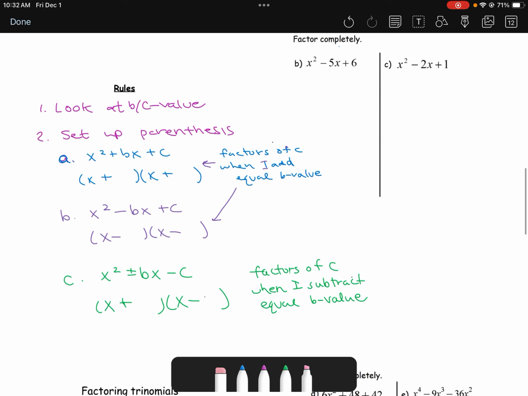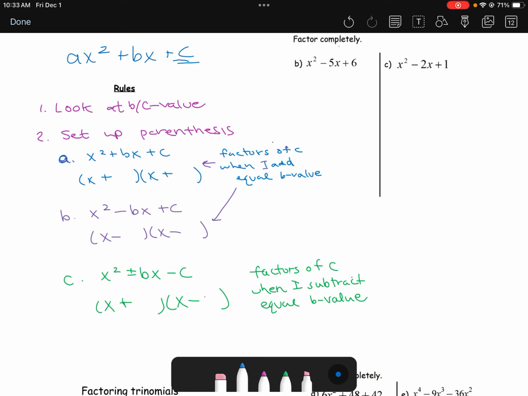So here are the rules. There's really just 2 rules. You're going to look at your B and C values. Again, just reminding you all, that's ax squared plus bx plus c. The first thing I'm going to look at is that c value, because if it's positive, we're going to set it up one way. If it's negative, we're going to set it up the other. And then we're going to look at that b value.